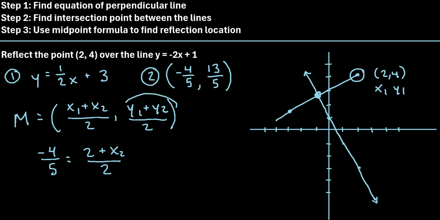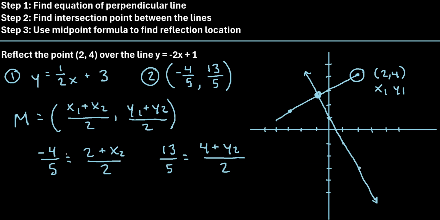And then the y coordinate, remember we already know the y coordinate of the midpoint, that's 13/5. So we can say 13/5 is equal to y1, which we said let's let that be 4, plus y2. So y2 is going to be whatever the y coordinate is right here that we're trying to find, divided by 2. So we have two equations now, and we're just going to solve each one for x2 and y2. And once we do that, that's going to be our final answer. That's going to be our final reflection point.